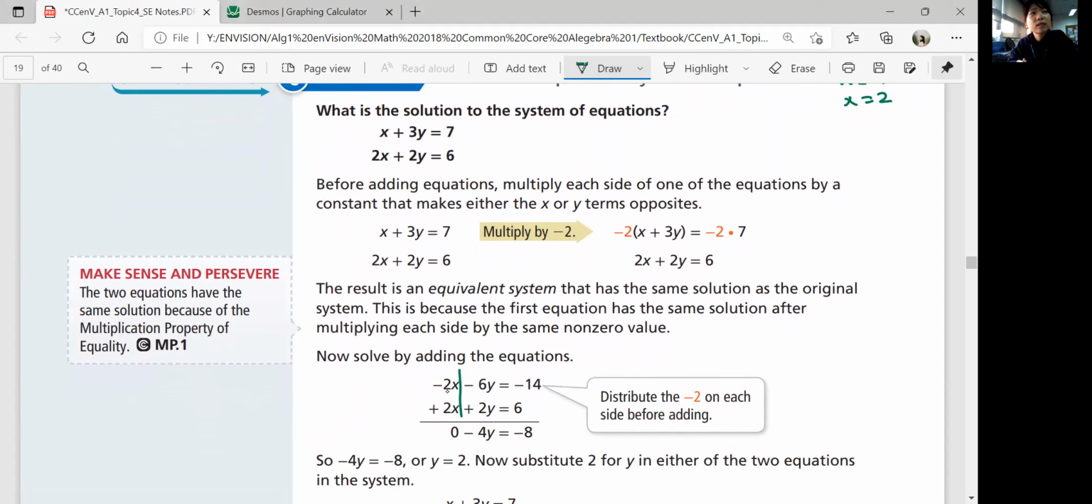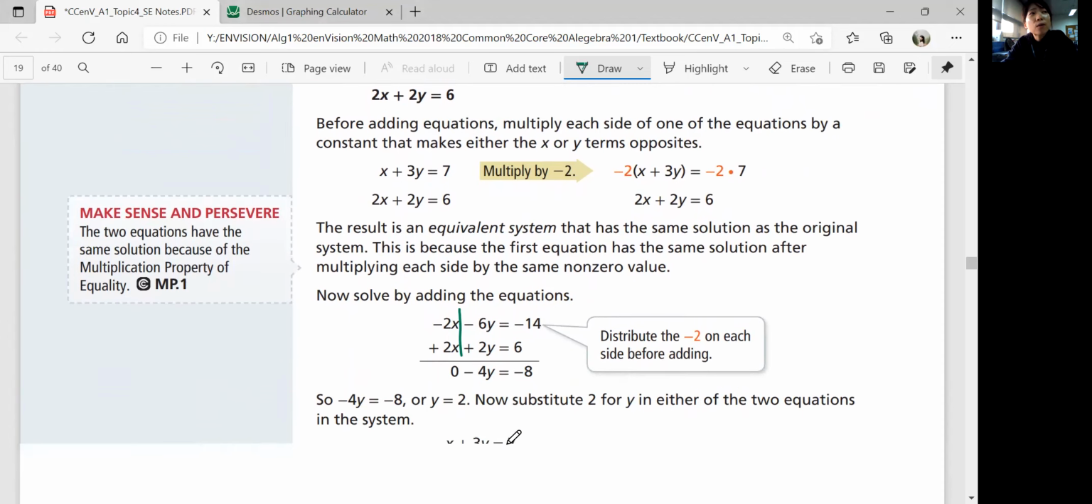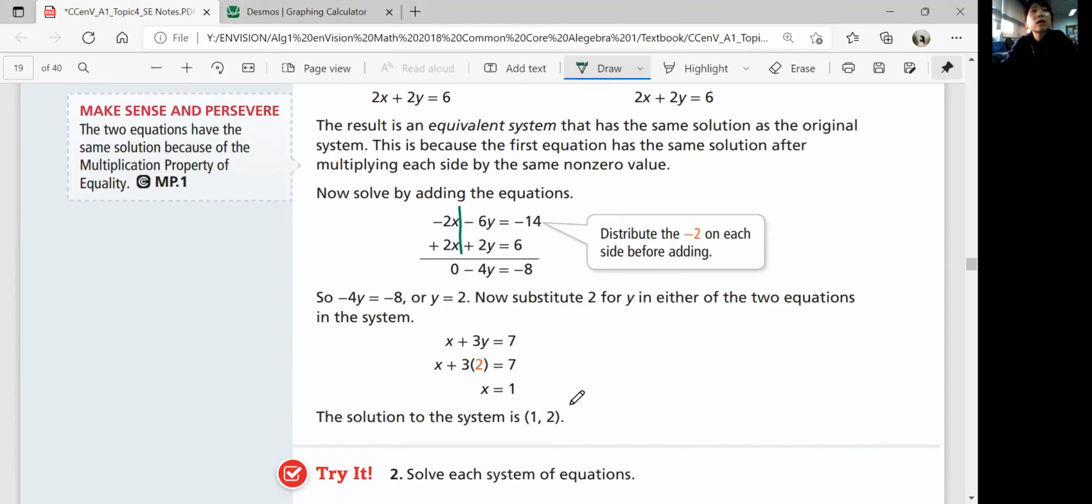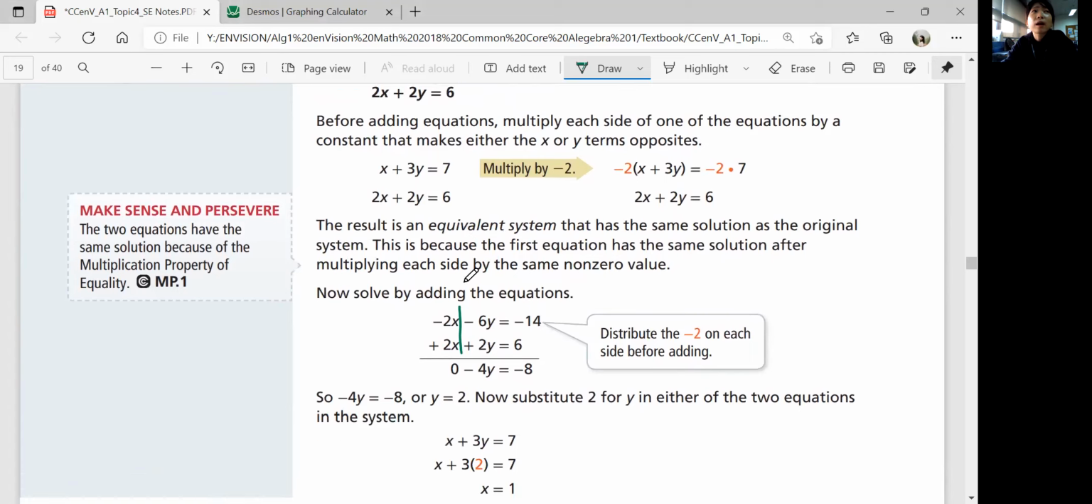So then you match them. You have -2x and 2x, so you've matched one term, and you're going to get rid of them. You add the whole equation, eliminate x, you get -4y is equal to -8, so y is equal to 2. And you're going to substitute 2 into either one of these equations and solve for x, which is 1. So your solution to the system is (1, 2). Okay, so the elimination method does not always have to be when they have a matching term. You can match them in order to use the elimination method.